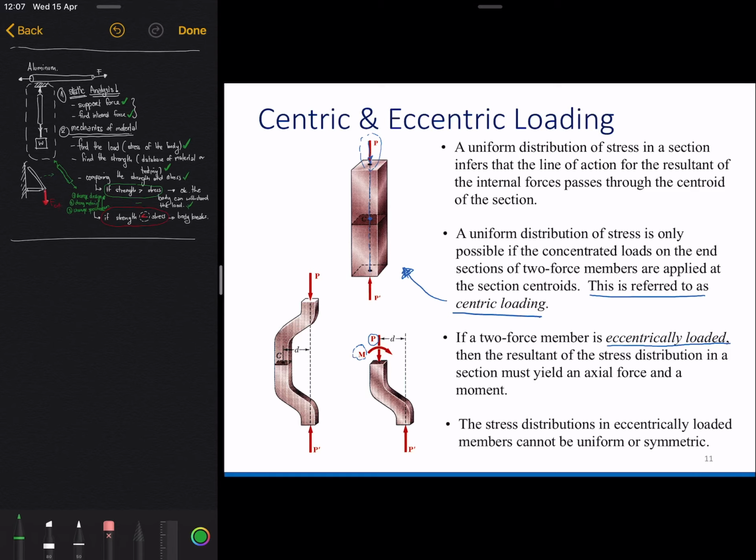So the stress distribution of an eccentrically loaded member cannot be uniform or symmetric. So it will not be equally distributed there.